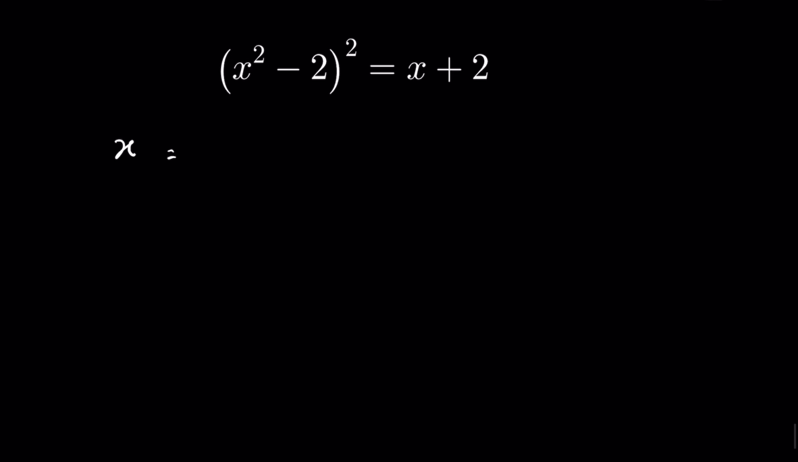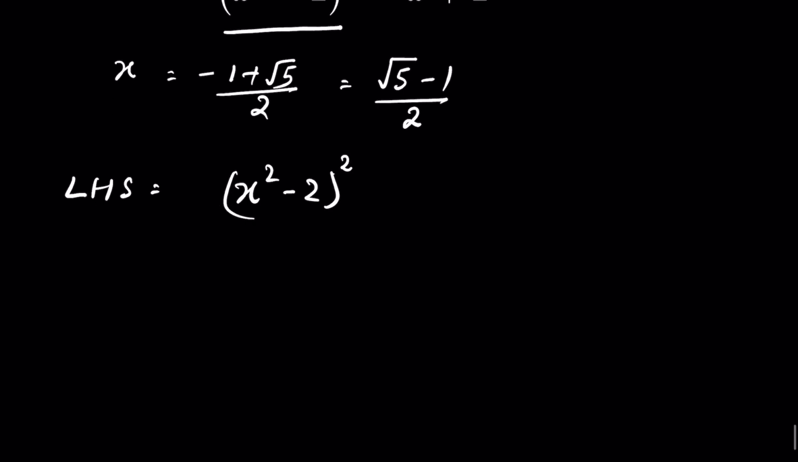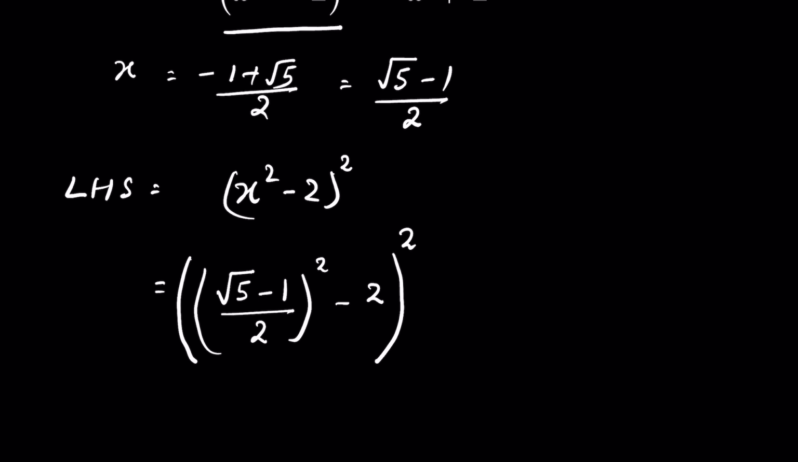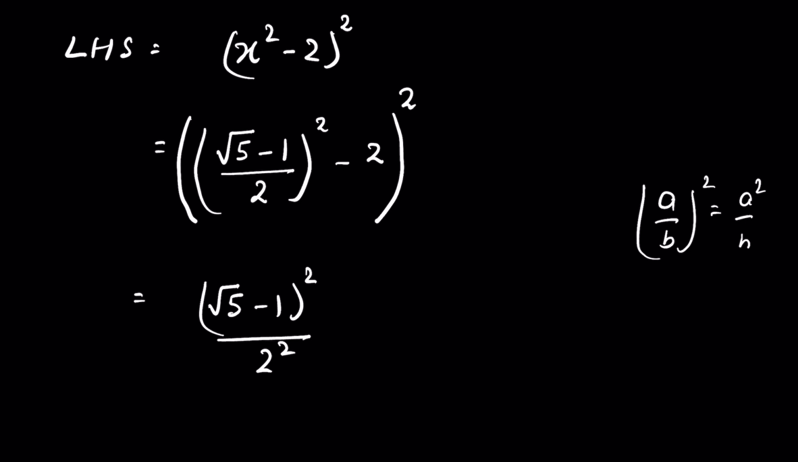When x is minus 1 plus square root of 5 upon 2, we can also write this as square root of 5 minus 1 upon 2. Now let's first solve the LHS part and check whether LHS equals RHS. So x squared minus 2, whole squared. Let's first find the value. So it will be (square root of 5 minus 1 upon 2) whole squared minus 2, whole squared, or we can also write it as (square root of 5 minus 1) whole squared upon 2 squared, because (a upon b) whole squared also means a squared upon b squared.